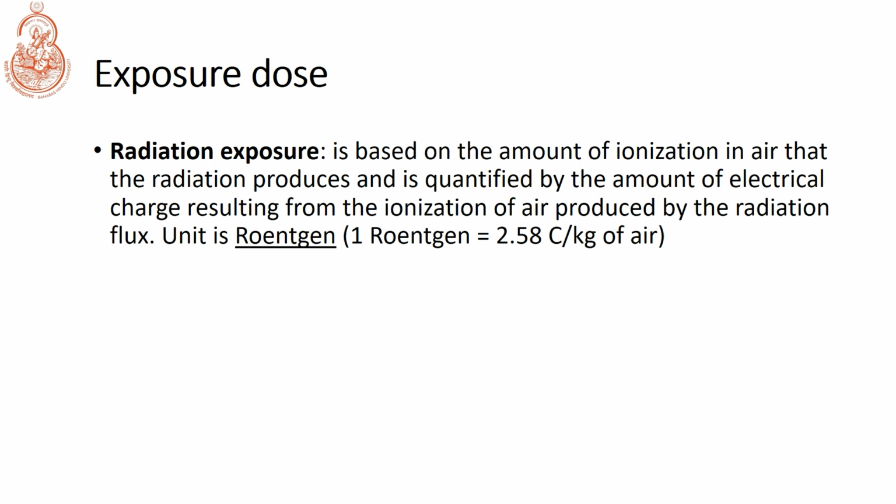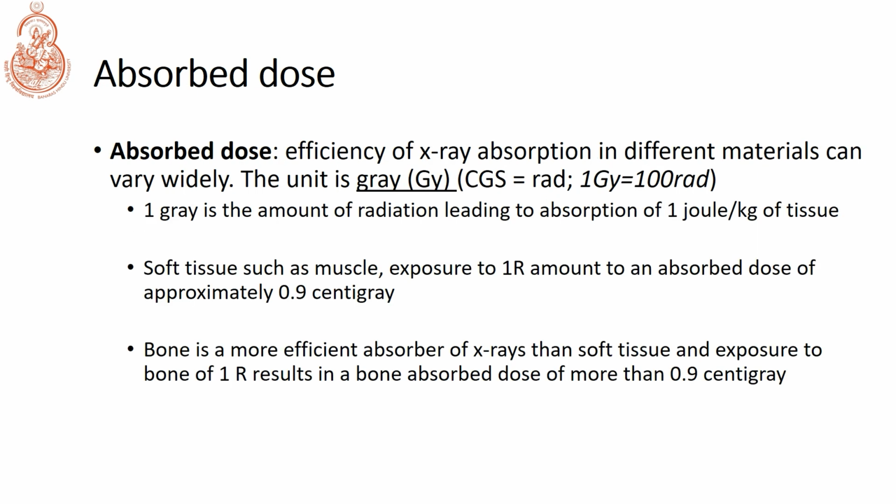Exposure dose. Radiation exposure is based on the amount of ionization in air that the radiation produces and is quantified by the amount of electrical charge resulting from the ionization of air produced by the radiation flux. The unit of radiation exposure is Roentgen, and 1 Roentgen is equal to 2.58 times 10 to the power minus 4 coulomb per kilogram of air.